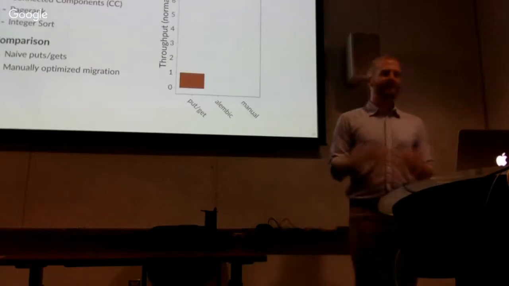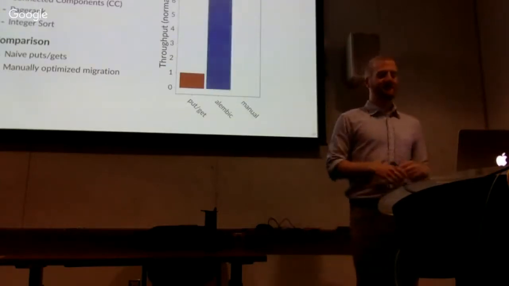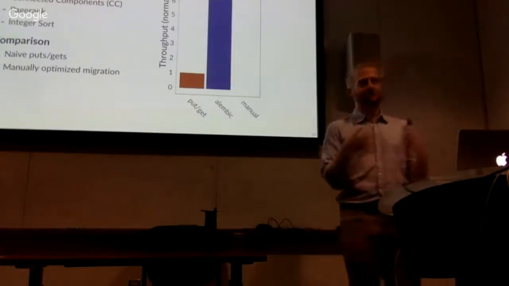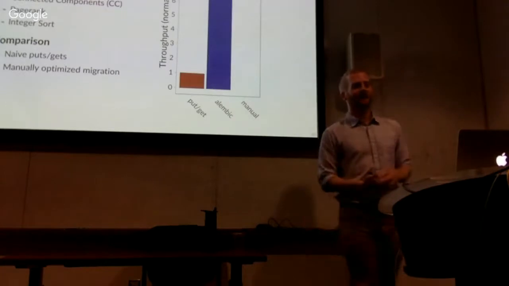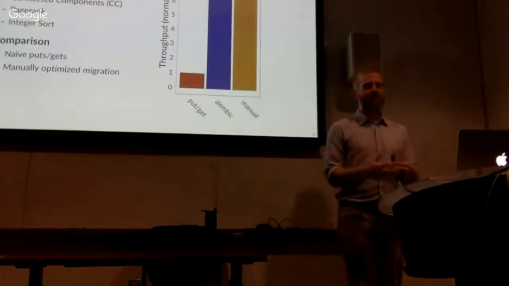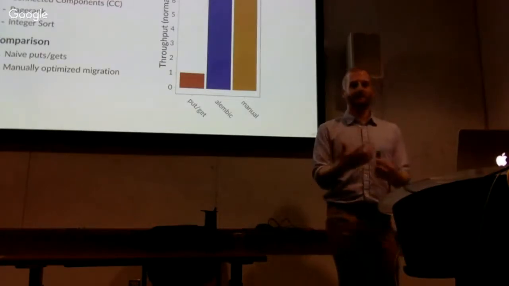And the throughput here is normalized to the put and get. So we can quickly see that with Alembic, we got 6.5 times better performance overall on these 4 benchmarks. And that was almost as good, within 25% of the throughput of the manually optimized versions.